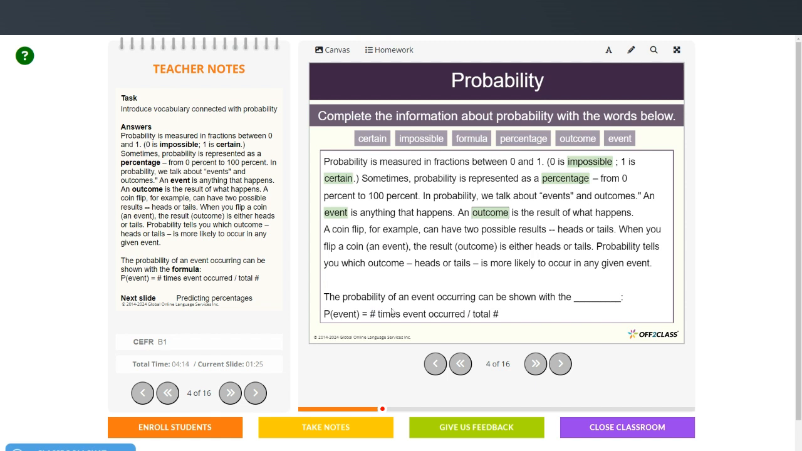And the probability of an event occurring can be shown with the formula: P parentheses event equals the number of times the event occurred divided by the total number.